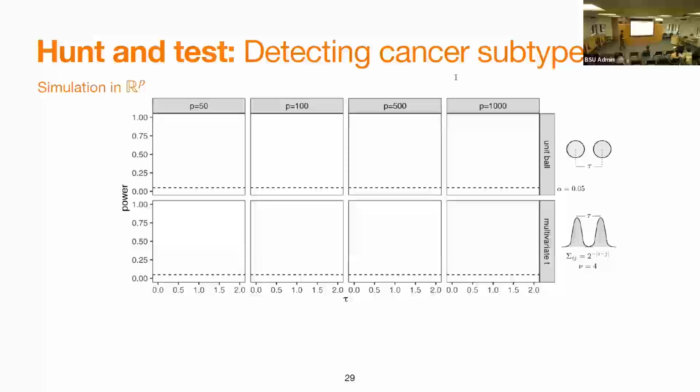Okay, let's see if we can help Laura. So here is a simulation. The sampling distribution is chosen to be a mixture of a high-dimensional uniform distribution over a high-dimensional ball, or a high-dimensional multivariate T distribution, where the modes are separated by tau away from each other. When tau is 0, this is under the null, it's multivariate unimodal. When tau is positive, it's multimodal.